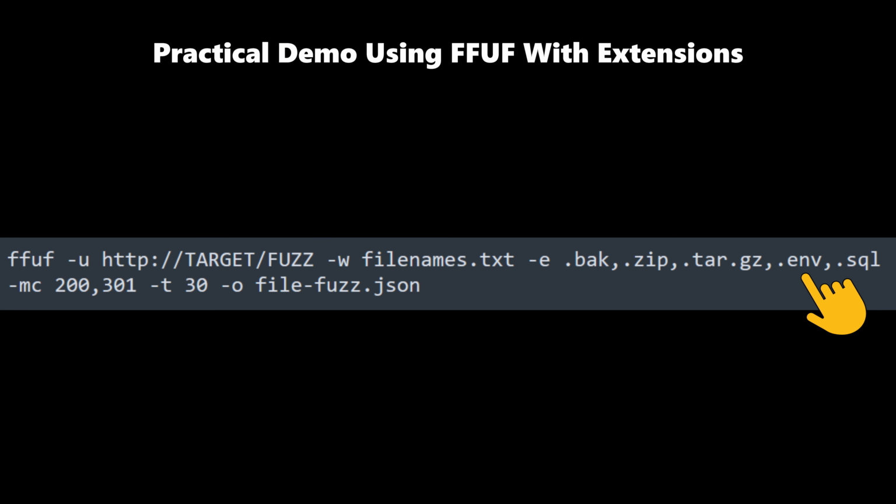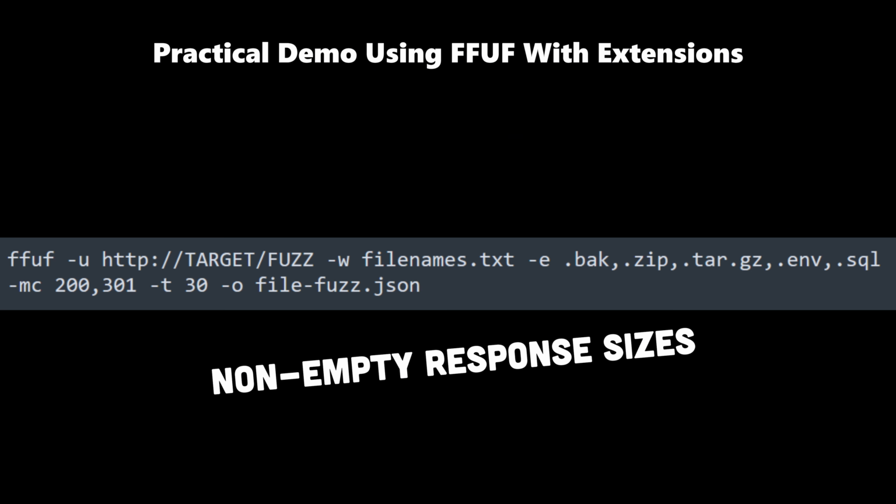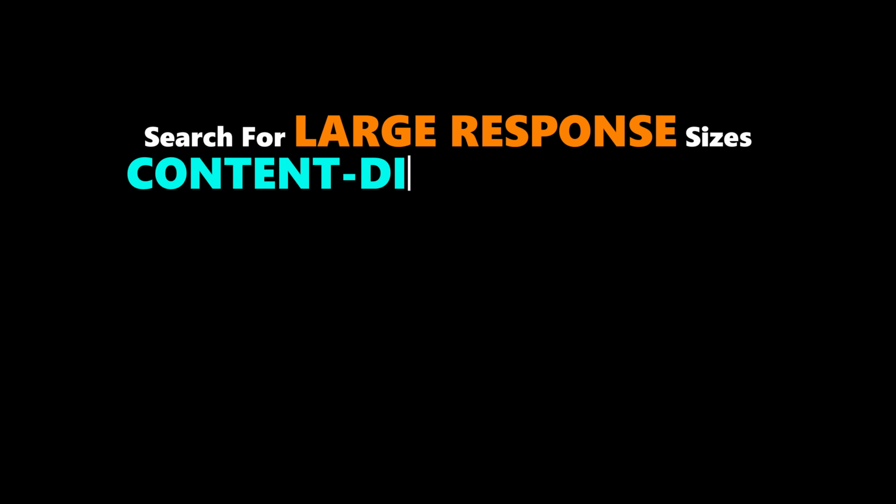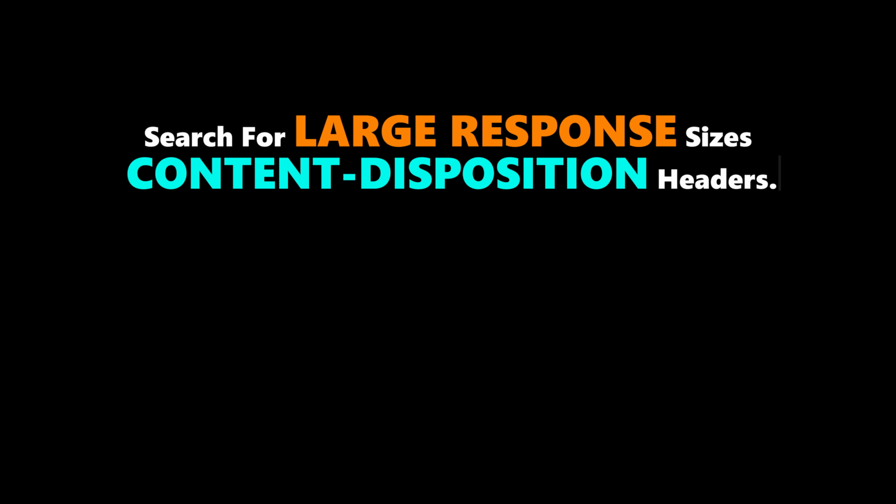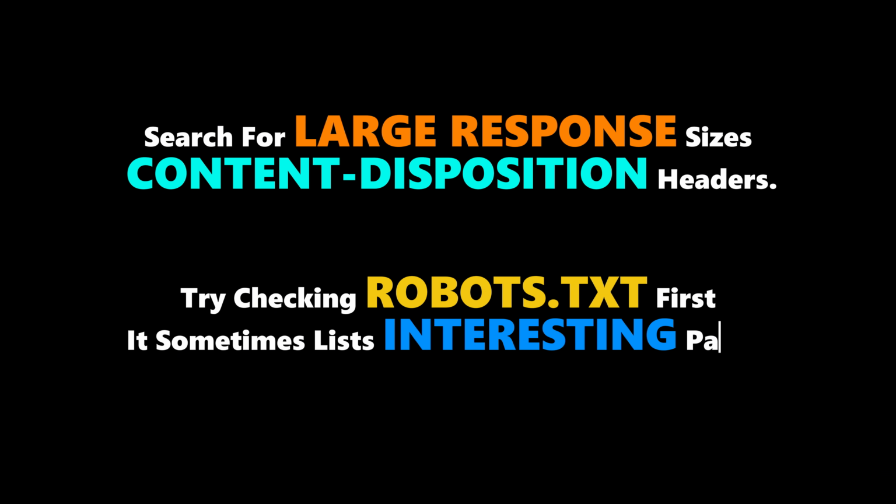db.sql, or config.env files. Look for valid content type headers or non-empty response sizes to find real files. Pro tips: search for large response sizes, likely a real file, or content-disposition headers. Try checking robots.txt first. It sometimes lists interesting paths.